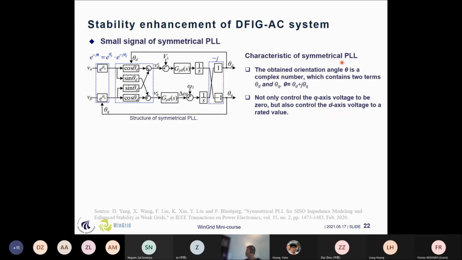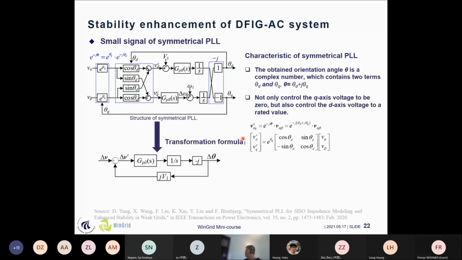So this is the characteristic of the symmetric PLL: first, the obtained orientation angle is a complex variable. It's not a scalar or a real number as in the conventional PLL. You can see that theta is equal to theta_d plus j theta_q. So you have the imaginary term, okay? And not only do we control the QX voltage, but we also control the DX voltage to a reference value.